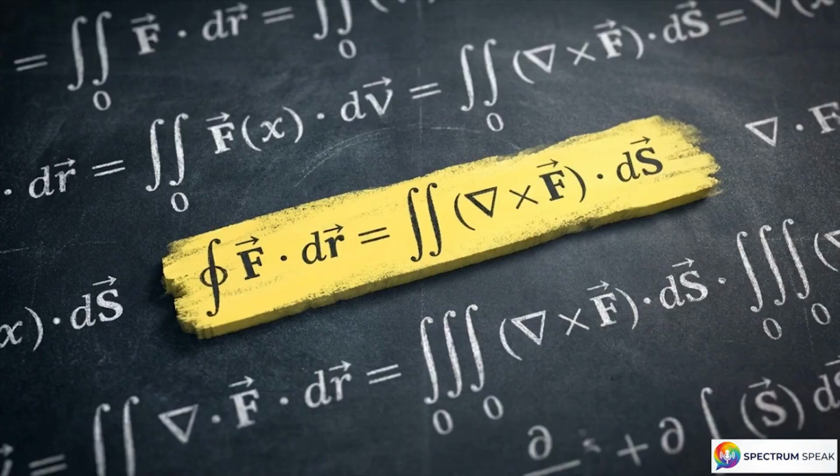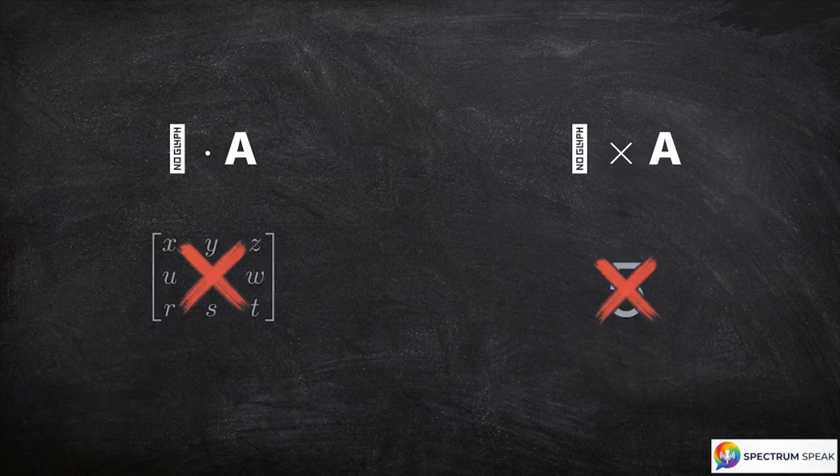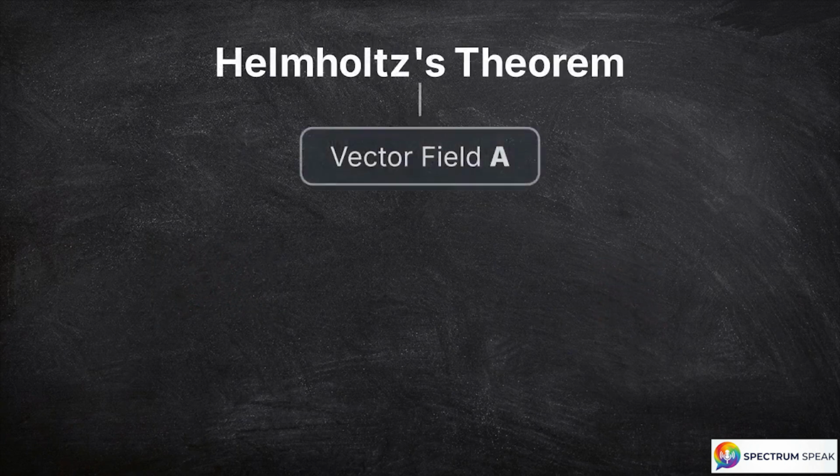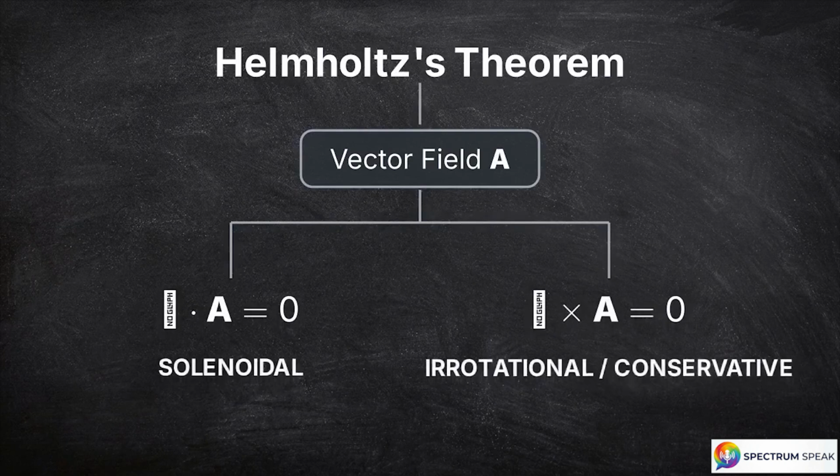A technical distinction in these operations is often overlooked, leading to errors in field derivation. Divergence is a scalar operation, and curl is a vector operation. Interchanging their results destroys physical meaning. This is central to Helmholtz's theorem. A vector field is defined by its divergence and curl. Zero divergence is solenoidal. Zero curl is irrotational.